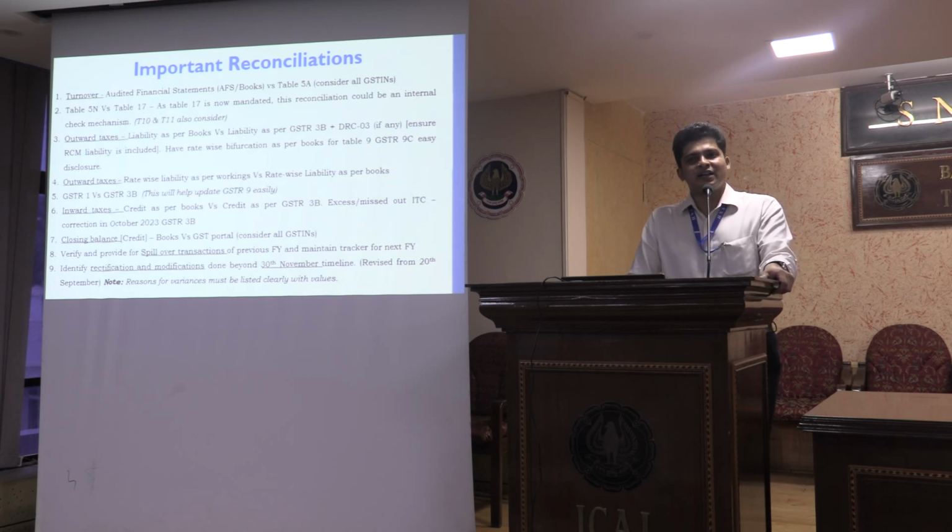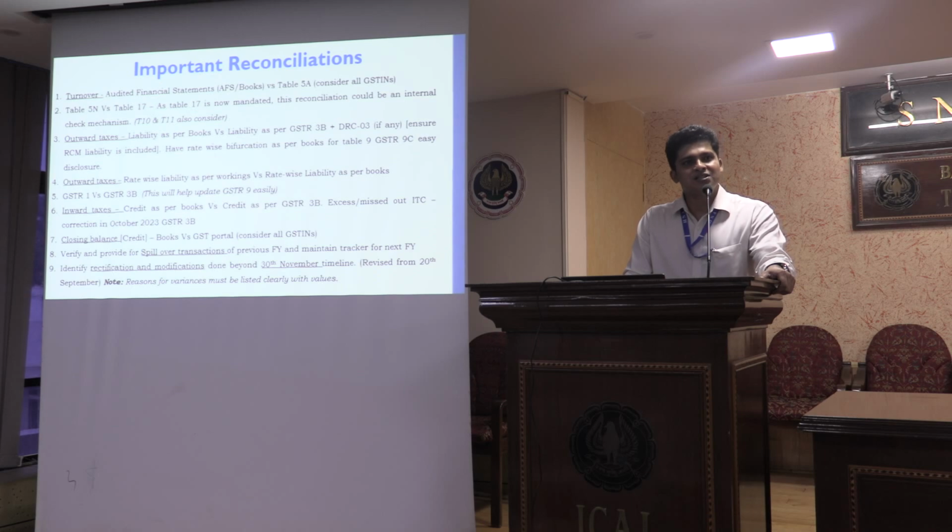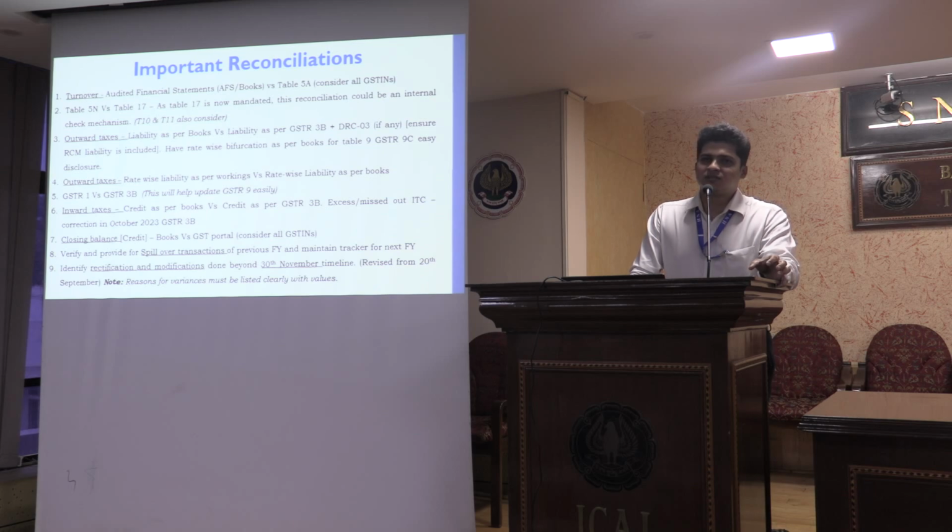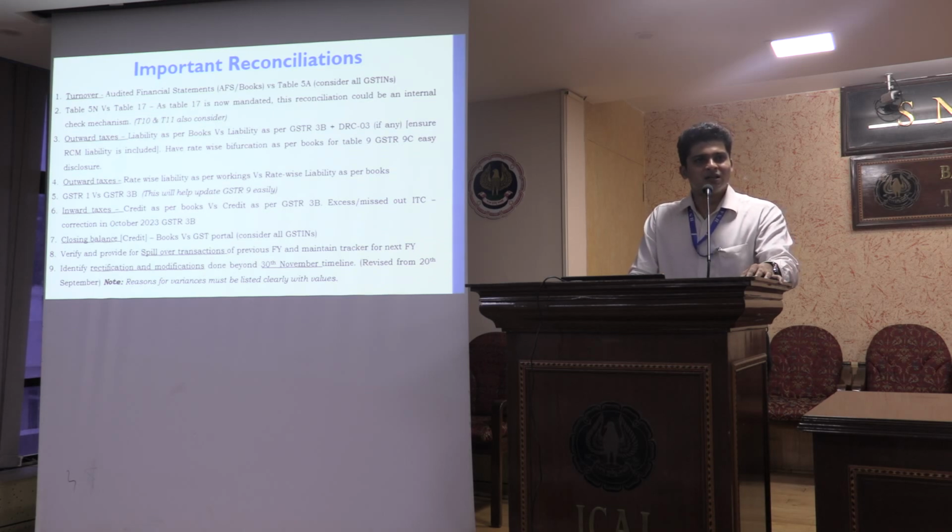Next is table 5A versus table 17. So this is my outward supply matching my outward supply with the HSN details. Ideally, both have the same information. Only thing, it is bifurcated rate-wise on an HSN basis. But there are a few changes, if I can say, in the HSN values. First of all, HSN value need not consider my advances, but table 4 includes advance values.